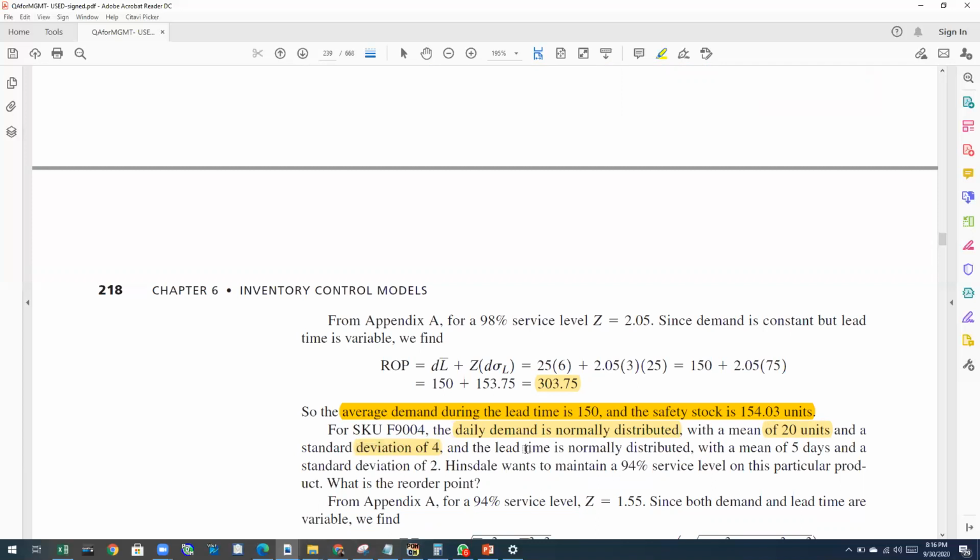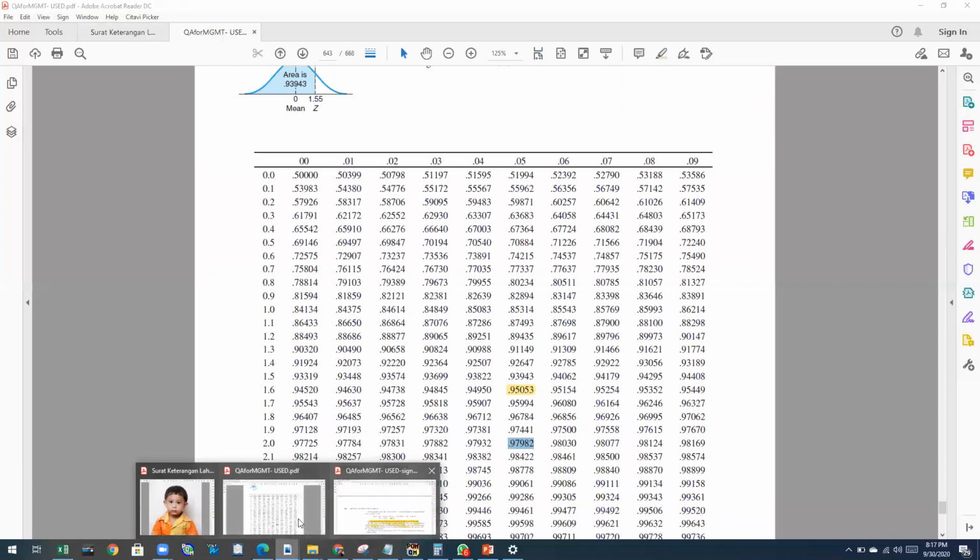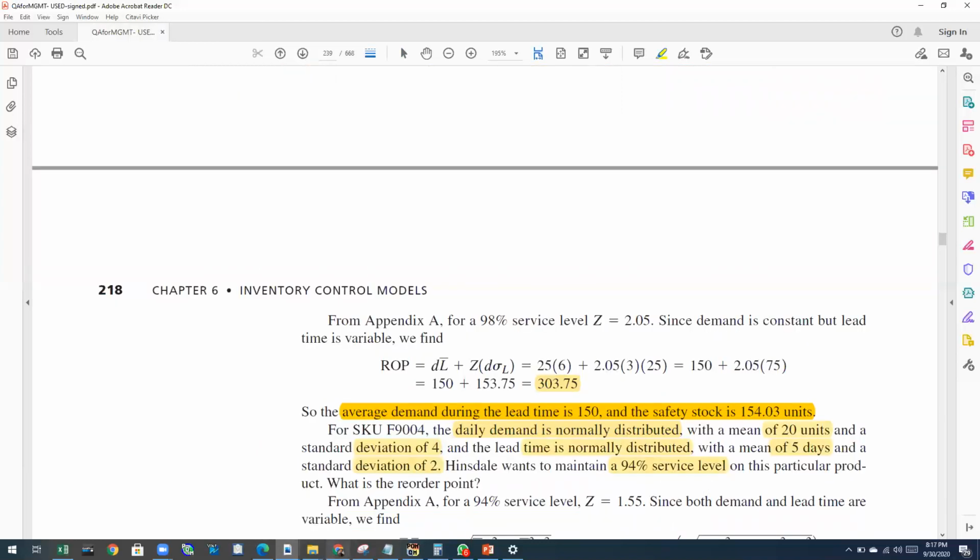And the lead time is normally distributed. Also, the lead time fluctuates with a mean of 5 days and a standard deviation of 2. Hinsdale wants to maintain a 94% service level. So we go to Appendix A, look at the normal distribution table.